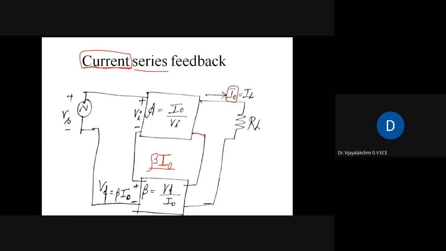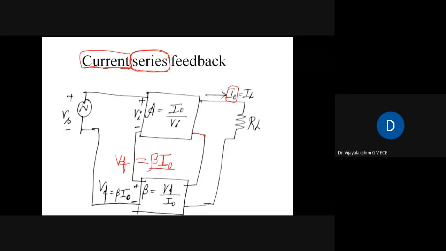What is the second term? Second term indicates how we are connecting the feedback signal to the input source in series. I'm connecting the feedback signal in series with the source. Now, as I told, when you are connecting the feedback signal in series with the input source, the series can be only the voltage signals. In series, you can add only the voltage signals. Okay, so beta times I naught now becomes VF, because I'm going to combine the signals in series.